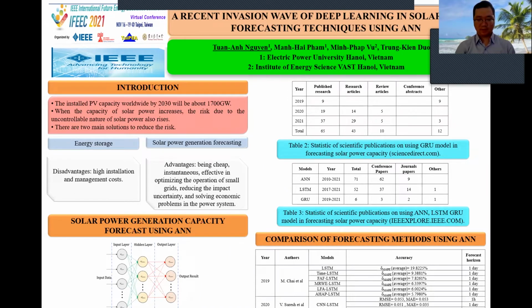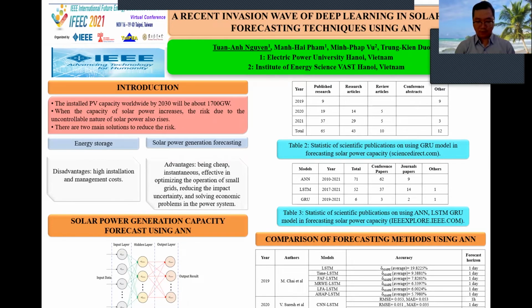Table 2 is a statistic of scientific publications on using the ZRU model in forecasting solar power capacity. I also extracted data from sciencedirect.com. Looking at the statistics table, we can see the number of studies on the ZRU model increased sharply in 2020 and 2021. In 2018, there were 9 studies on the ZRU model, but by September 2021, this number increased 4 times to 37 publications.